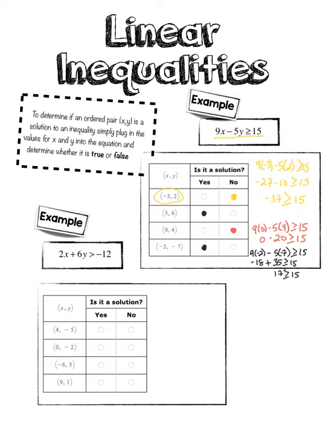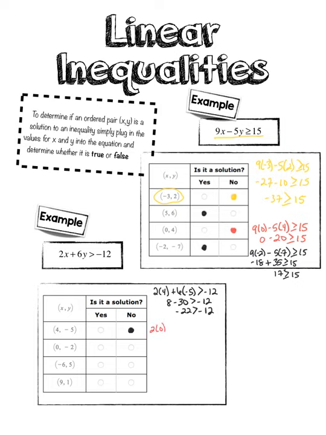Plugging in numbers. 2 times 4 plus 6 times -5 is greater than -12. 8 minus 30 is greater than -12. -22 is greater than -12. Is that a true statement? It is not, because the greater the negative number, the further to the left on the number line. This is not a true statement. Let's do another one.